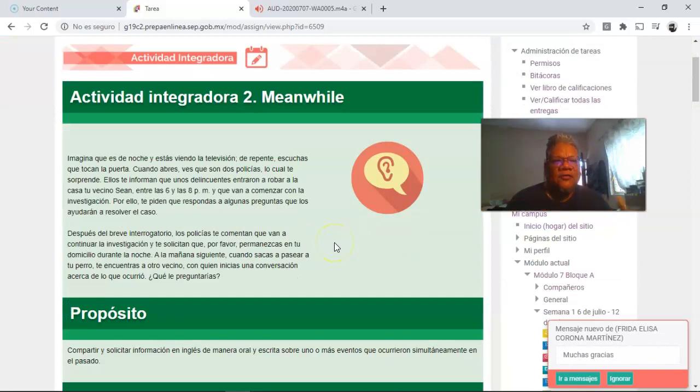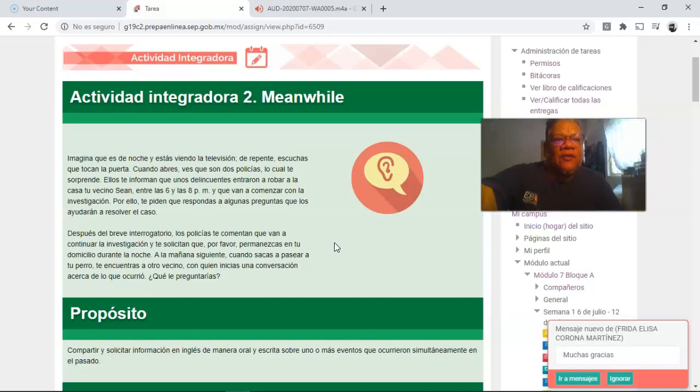Dos policías tocan tu puerta y tienes que poner cierta atención en lo que sucede. Creo que hubo por ahí una casa del vecino. And you have to focus on these things, okay? You have to follow the idea that someone is telling a story that maybe happened while you were doing something. That's why you have to follow the instructions and use past continuous.